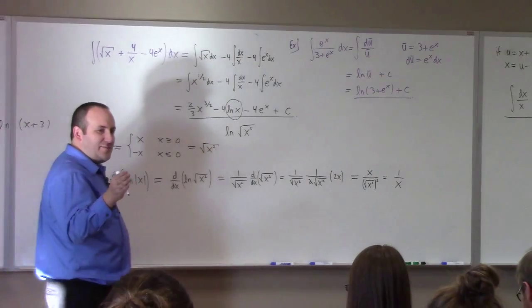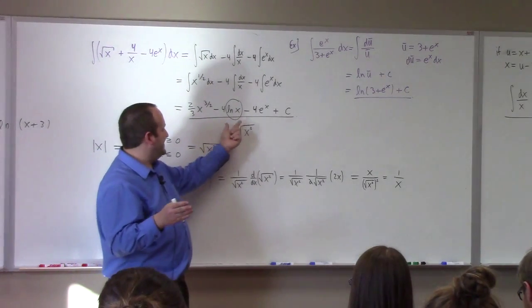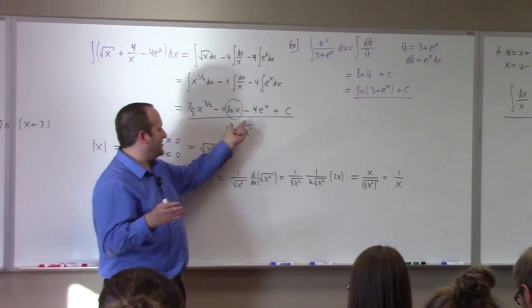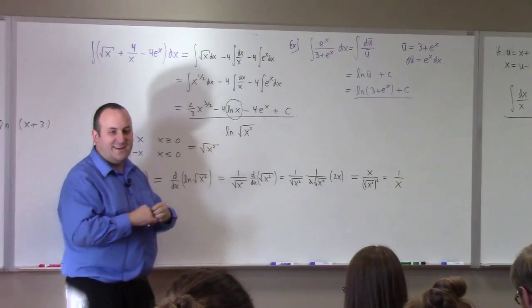Now, it is bizarro. It is truly bizarre that they have written the answer as that natural log of the square root of x squared like that there. That's weird. That's a really weird answer key.